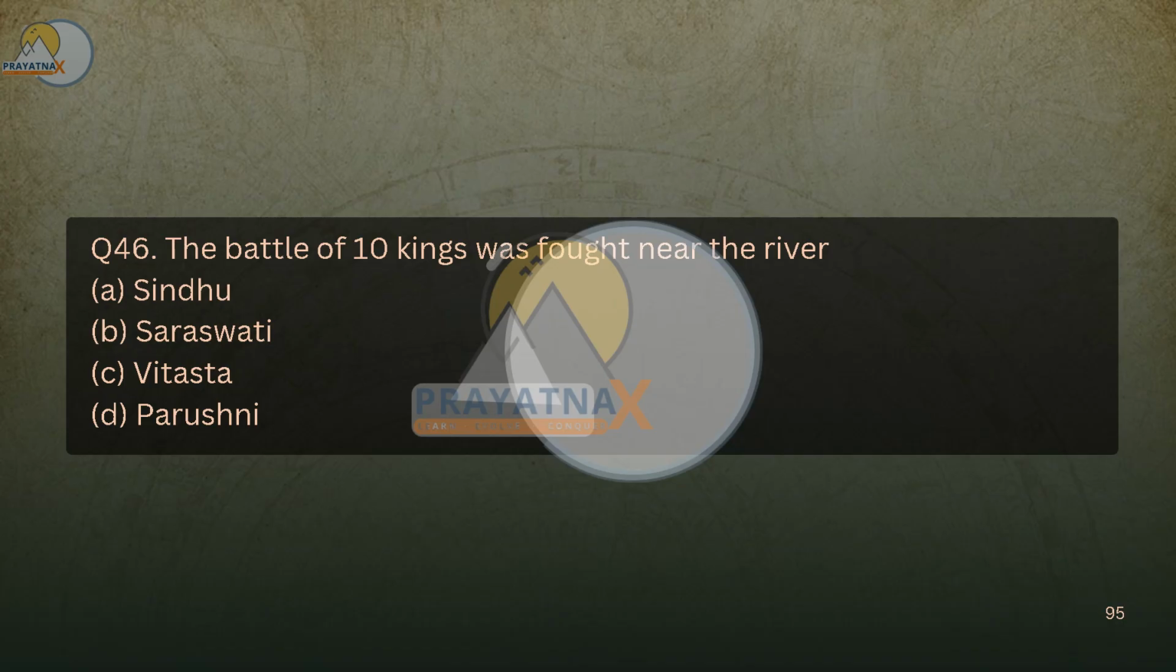Moving on to the next question, the Battle of 10 Kings was fought near which river? This should be very easy for you. It was the river Parushni, also known as the Ravi river. This is PR. PR, JV, screenshot, and air conditioner. PR is Parushni and Ravi. SS is Satluj and Shutudri. AC is Asikni and Chenab, and JV is joint venture between Jhelum and Vitasta.